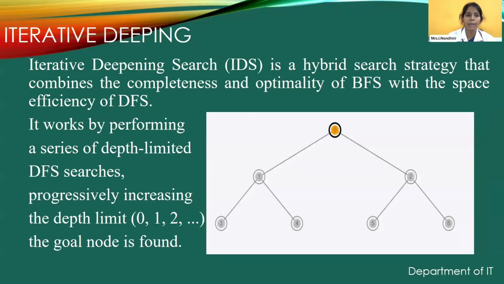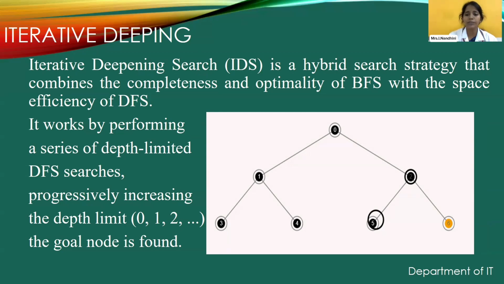So the next one, iterative deepening. Iterative deepening search is a hybrid search strategy that combines the completeness and optimality of BFS, which is breadth first search, with the space efficiency of DFS. It works by performing a series of depth limited searches, progressively increasing the depth limit until the goal node is found.